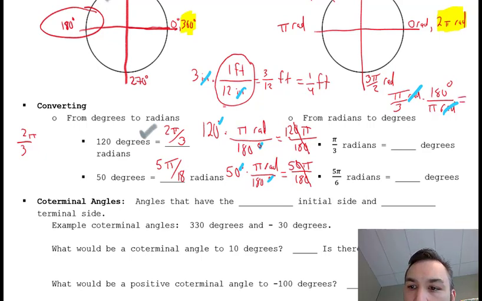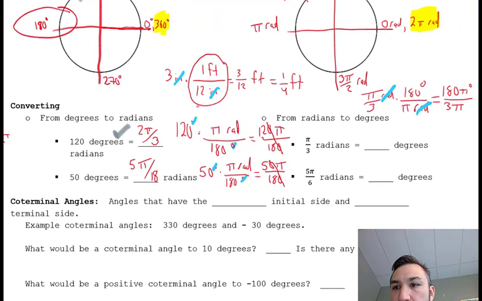Then if I multiply across the top, I get 180 pi degrees over 3 pi. If I reduce that, the pi's reduce, and 3 goes into 180 60 times, 60 degrees.